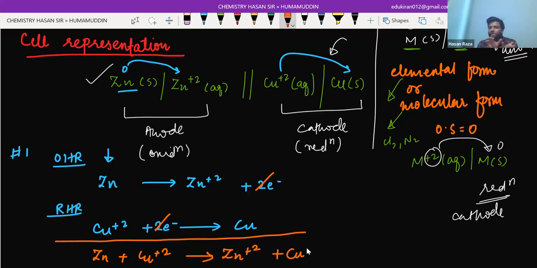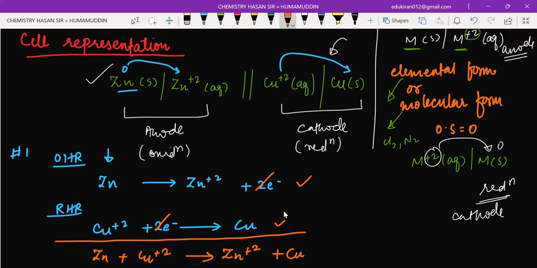In case you don't have equal electrons, let's say one electron is in the above reaction and two electrons in the below reaction, what you are going to do is multiply by the number of electrons of the opposite reaction, and you will get the same electrons, then they will be cancelled. Are you getting my point?